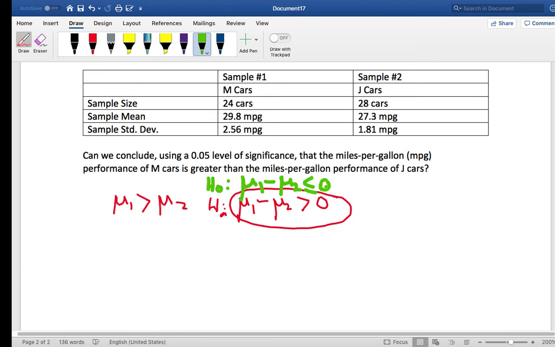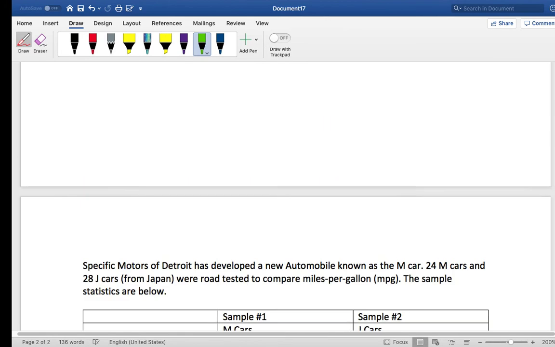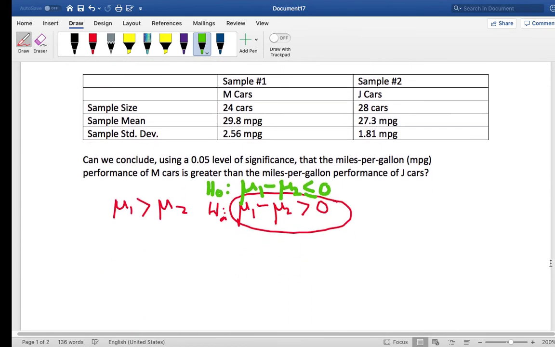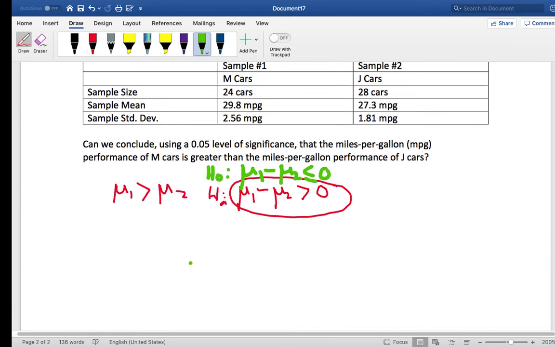Does it have to be 0? No. What is that figure on the previous page? What is this D0 over here? That's just any number. It could be 0, it could be anything. In our case, D0 is going to be 0. Typically it's 0, but it doesn't have to be. So this is going to lead to, as we said, a one-tailed test with rejection out to the right-hand side.